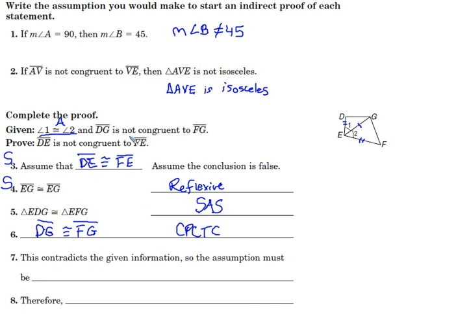Notice the given information said not congruent. These two are not congruent, so the assumption must be false. Therefore, what we're trying to prove is in fact true. DE is not congruent to FE. And there you go.